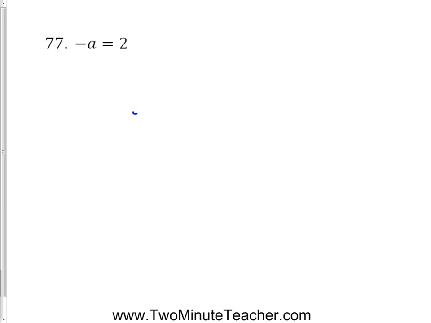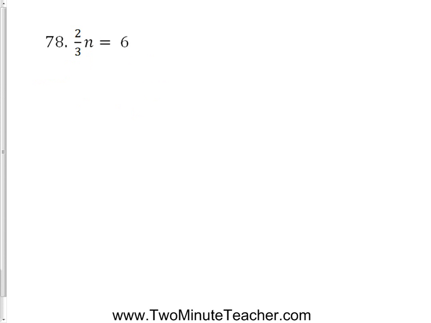Another trick is to think, if that's negative 1a, how can I get rid of it? I can times by negative 1, because negative 1 times negative 1 is also positive 1. So it would work. If I times by negative 1 on both sides, I'd have positive a is equal to 2 times negative 1 is negative 2. However you slice it, this answer comes up to negative 2.